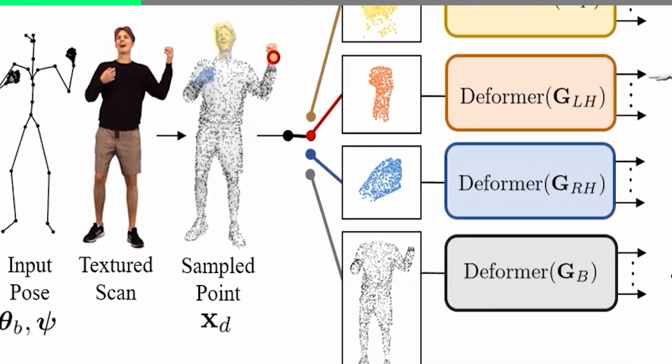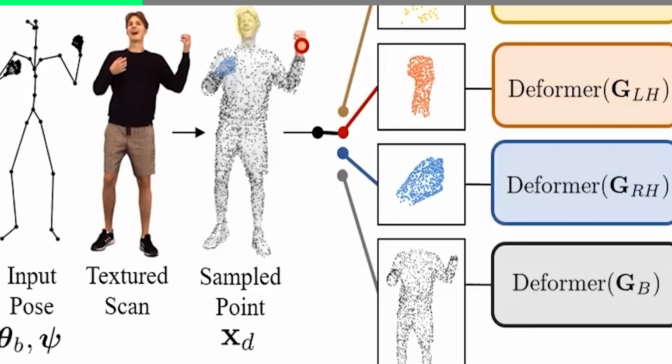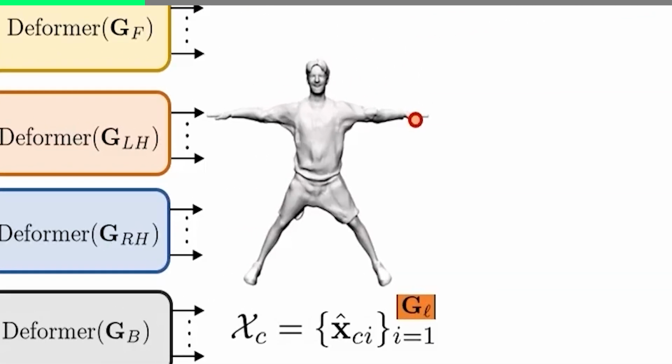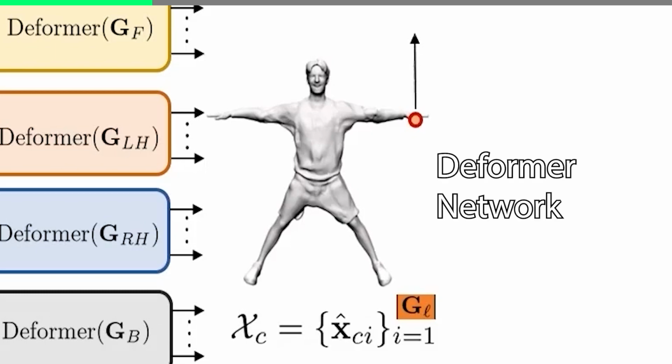For the sampling point XD, which we can see from here, they find its correspondence in the canonical space, which is XC. This is done using an iterative root finding algorithm that addresses the forward skinning equation with continuously learned skinning weights. This process is called the deformer network. The deformer network is especially initialized with the bone transform related to the body part of the sampling point XC.